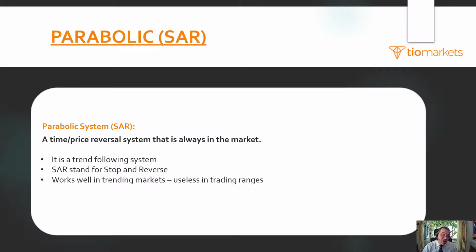It is a trend following system, so it's following trends upwards or downwards, and it stands for stop and reverse. That's SAR, stop and reverse. So it works well in trending markets, but it's useless in trading ranges. When the market doesn't really have a clear trend, it's not very effective. The SAR does not perform well at all in trading ranges or trendless markets, but it does perform exceptionally well when markets are trending.